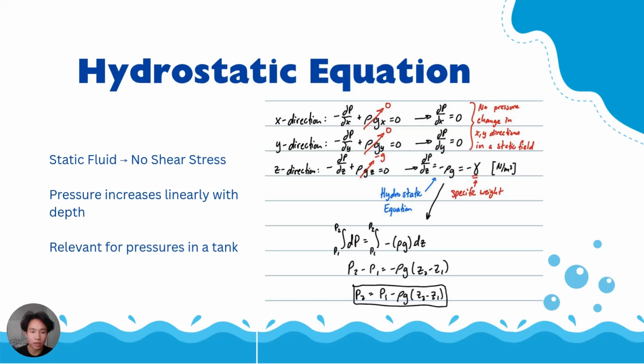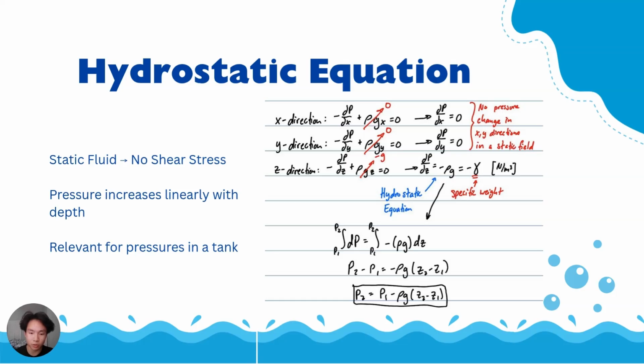So for hydrostatic equation, since we are looking at a static fluid, there is no shear, stress, or force. So we take out the pressure change in the x and y direction. And after simplifying this z direction equation, we get the hydrostatic equation here. dp over dz equals negative rho g, and we simplify it by integrating, and we end up with the pressure.